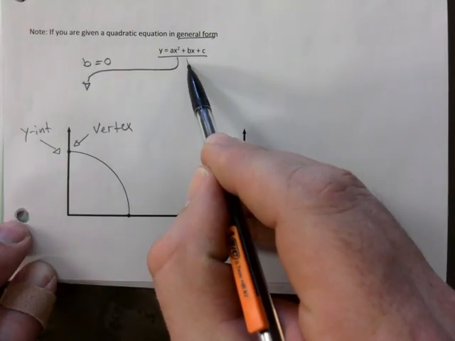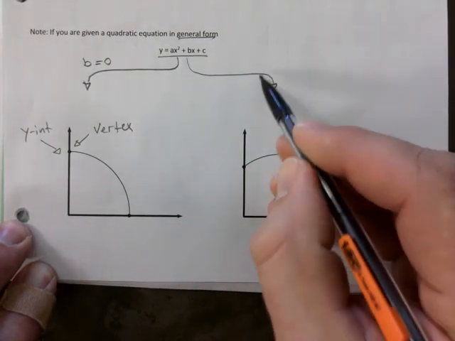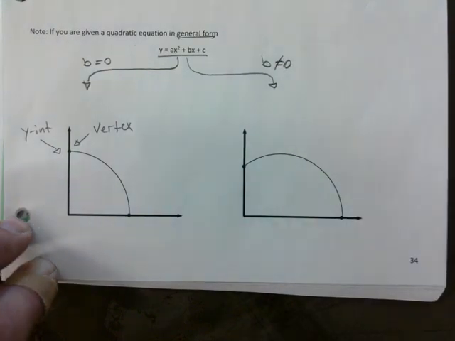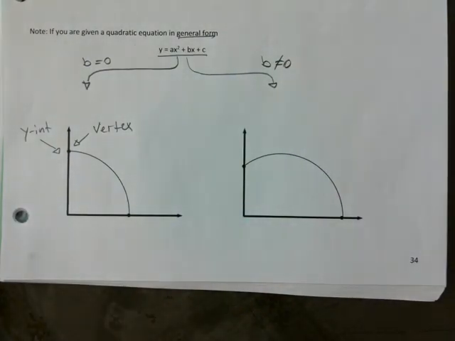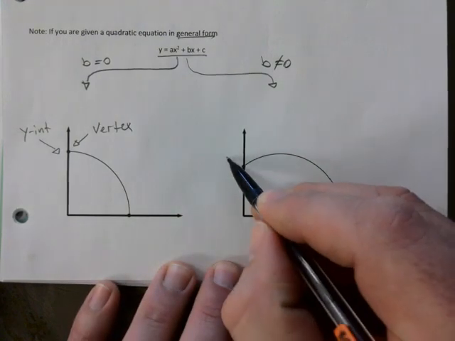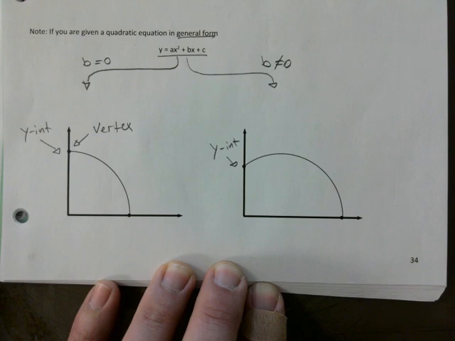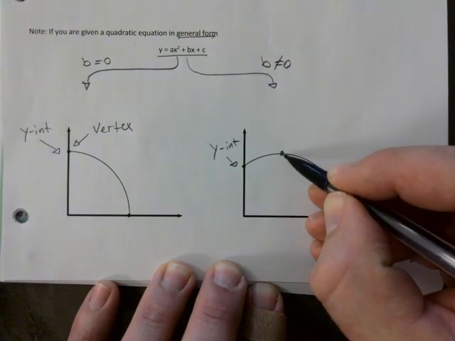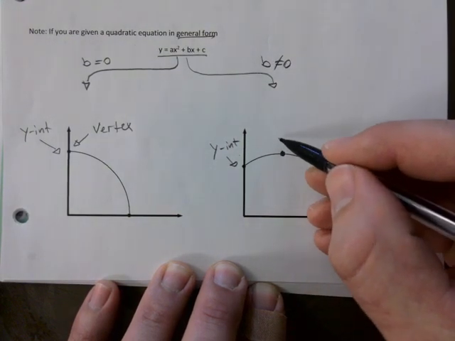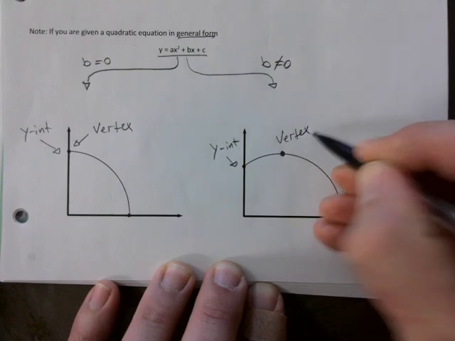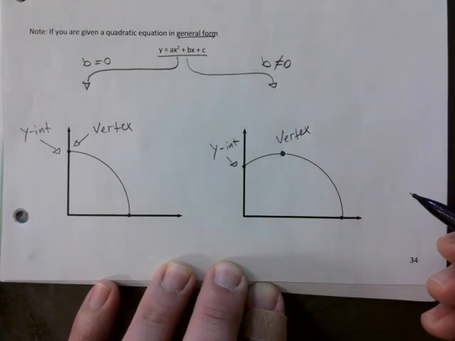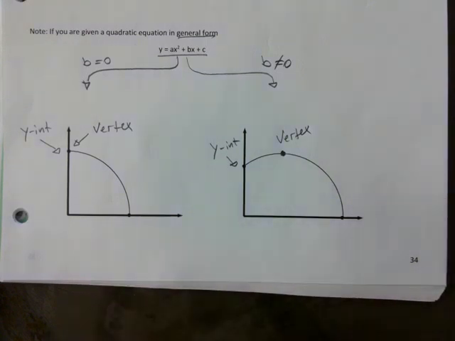If b is not equal to 0, just focus on that. If b is not equal to 0, because sometimes you're going to wonder what's happening, right? Your y-intercept is still going to be very obvious where it crosses the y-axis, but then the vertex is going to be somewhere here. That is the biggest difference. So sometimes you think, hey, my y-intercept is also my vertex, what's going on? It's okay, it can happen, right?